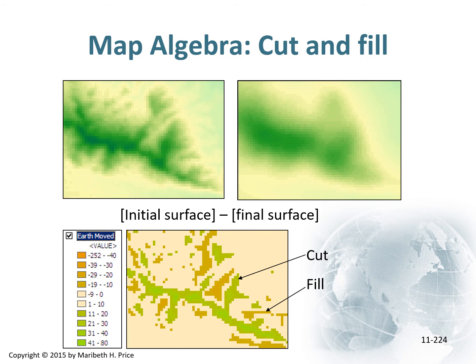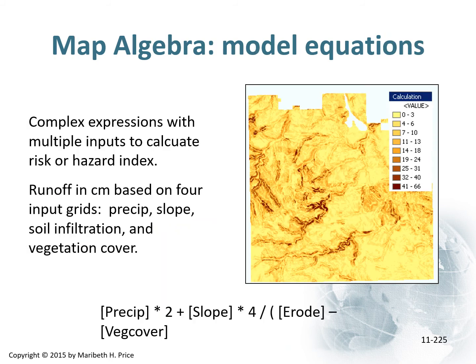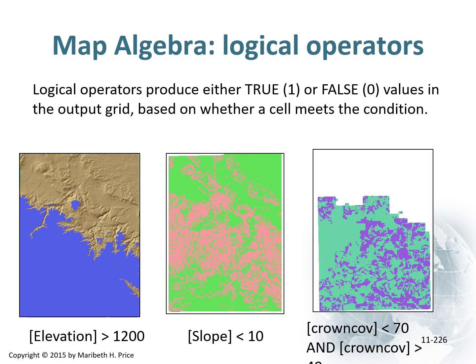You can also use it for cut and fill. Data set 1, data set 2, one minus the other. Boom. You can see where stuff is taller, where stuff is smaller, i.e. cut and fill. You can also use it to model other equations, things like this. Here's some kind of a calculation to measure how prone something is to landslides or what have you. You can also use it to do complex environmental type models.